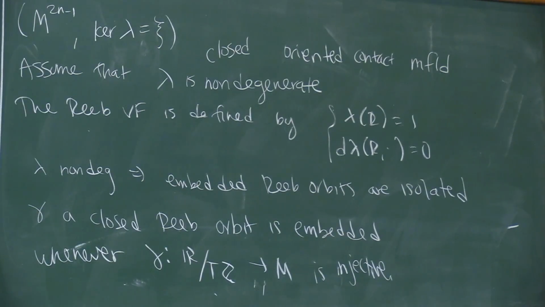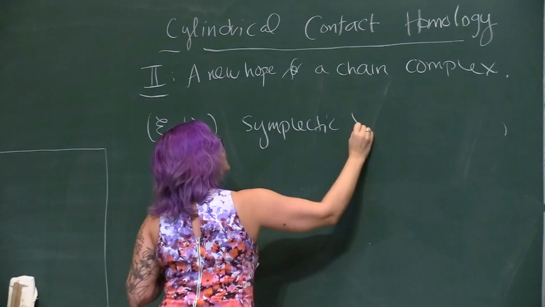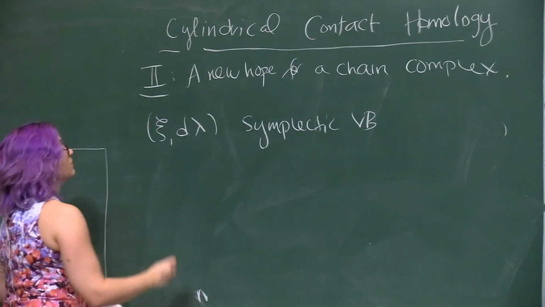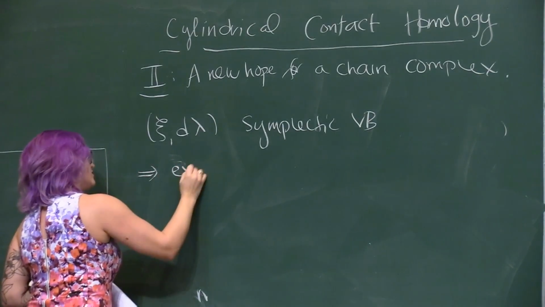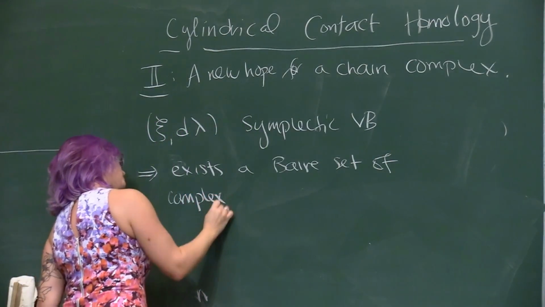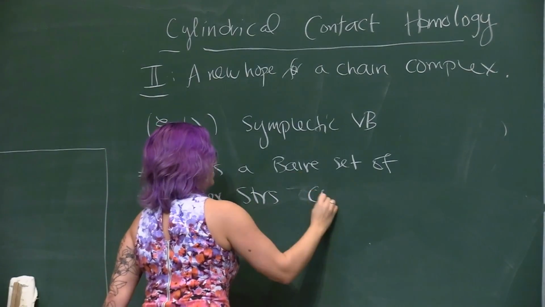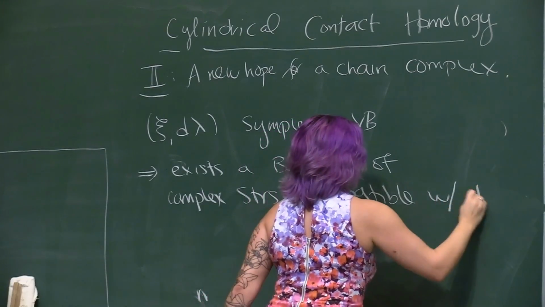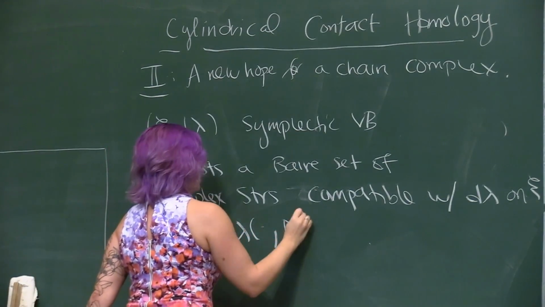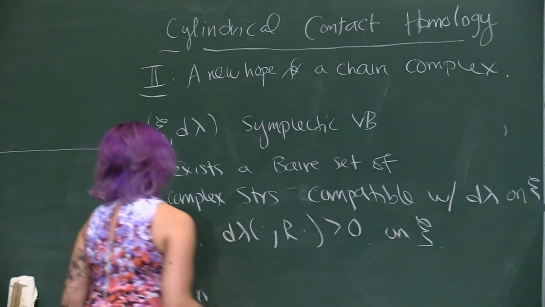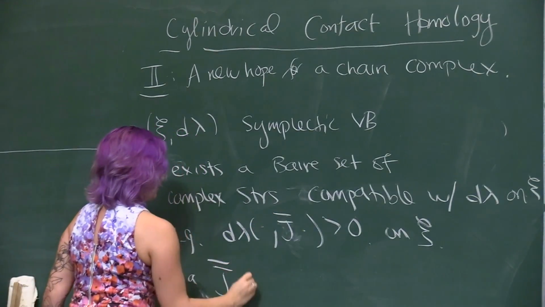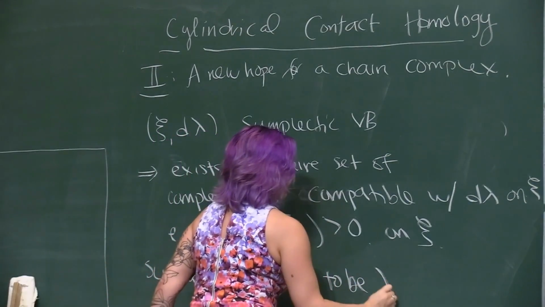So this is a symplectic vector bundle. So it's in one-to-one correspondence with complex vector bundles. And there exists a bare set of complex structures compatible with d lambda on C. So that means that we get a Riemannian metric which is positive definite. And such a J, there should be a J, is said to be lambda compatible.